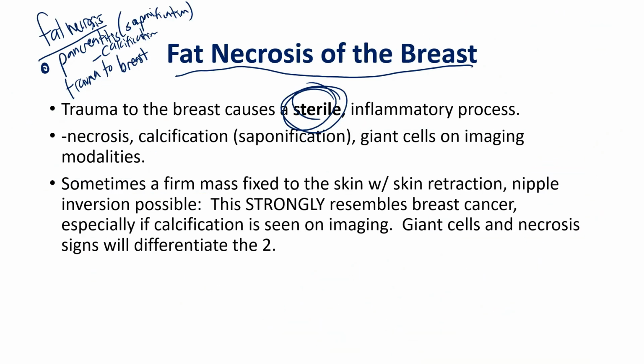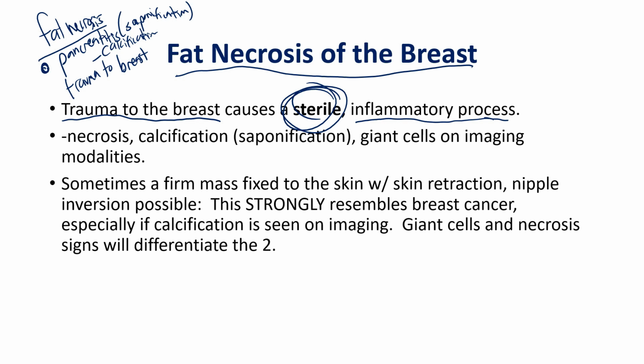Do you see how almost all of these, if not all of them, are due to a non-sterile process? You're having bacteria and pathogens at the site that's causing the problem. In fat necrosis of the breast, this is not the case. You have some sort of trauma to the breast that usually the patient doesn't remember or doesn't even think about, and then it causes a sterile inflammatory process. So this is unique in this group of examples because it's causing inflammation, but there's no bacteria or bug or anything causing this. So what are the signs?